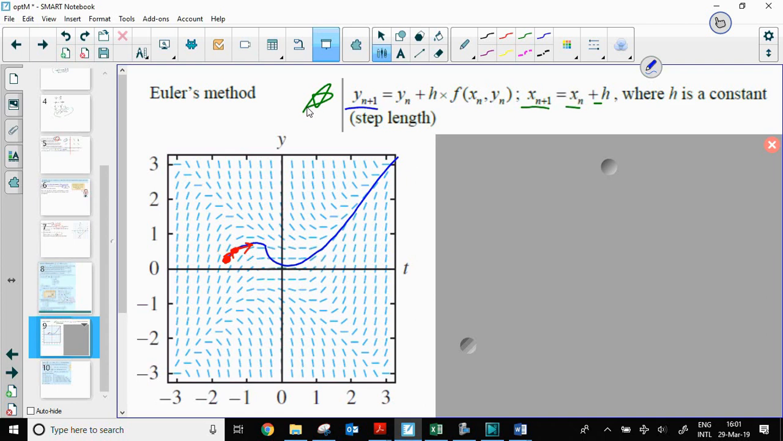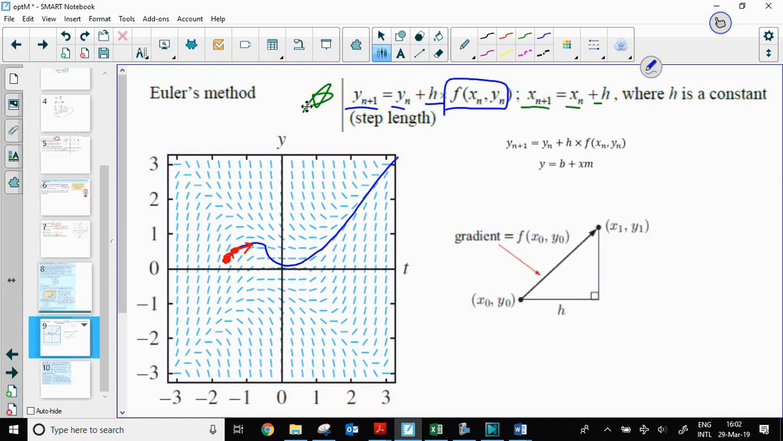Each y value is going to be equal to the y value before it plus that same step value multiplied by f of x sub n, y sub n. That's the slope at the previous point. So you've got to pay attention to where you're dealing with n and where you're dealing with n plus 1. Let's visualize this a little more.